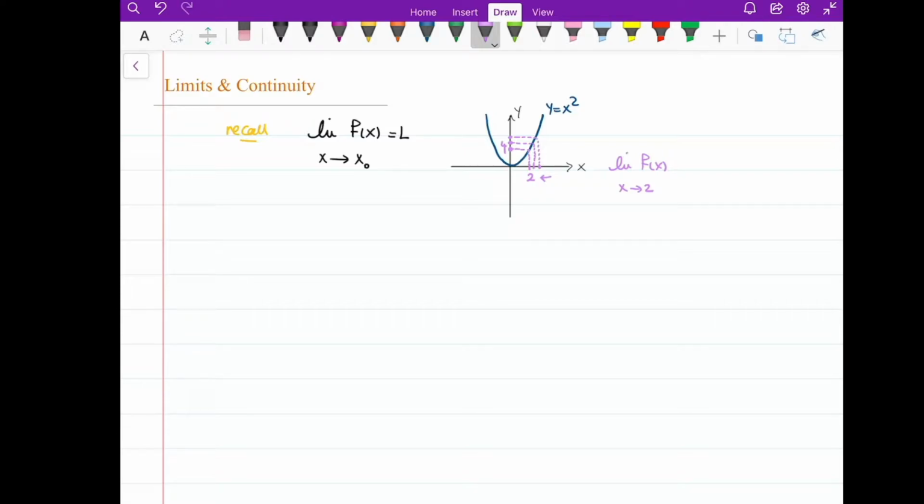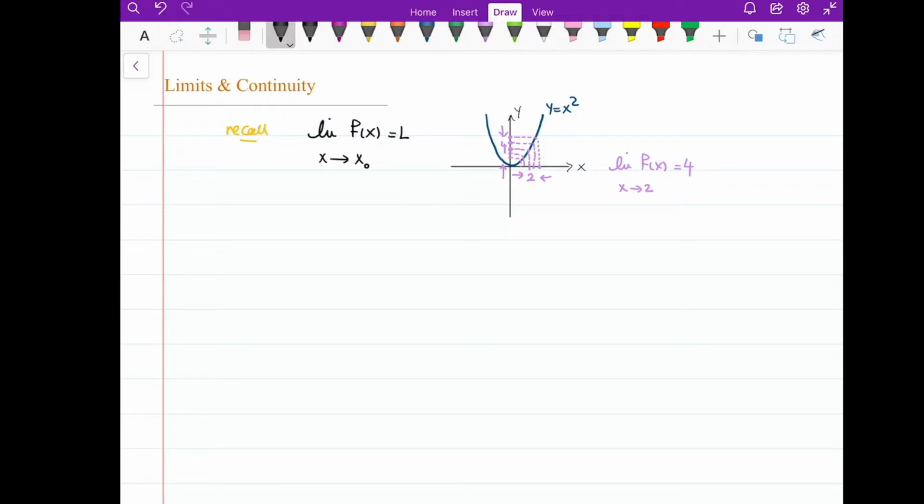If we go to the point 2 from the right, or if we go to the point 2 from the left, we get this and then that. So we get closer and closer to the point 4. That's why we say that the limit of f of x as x goes to 2 is equal to 4.